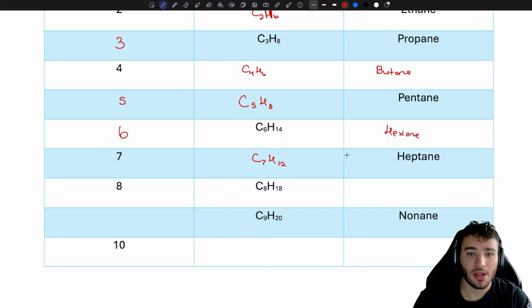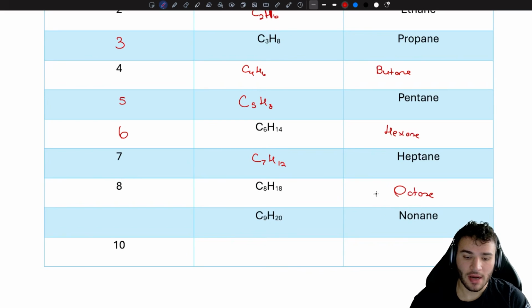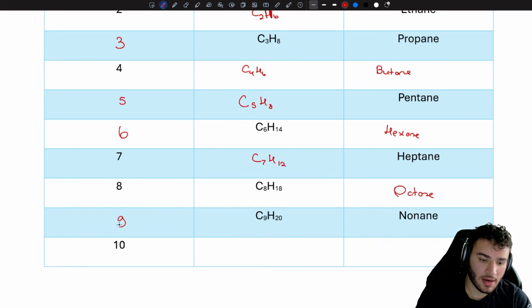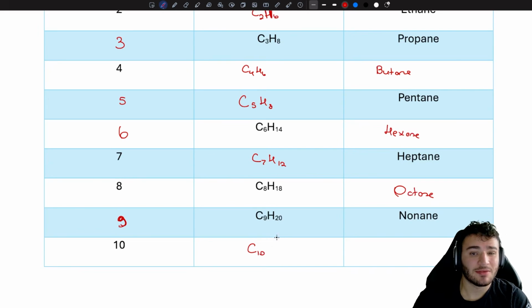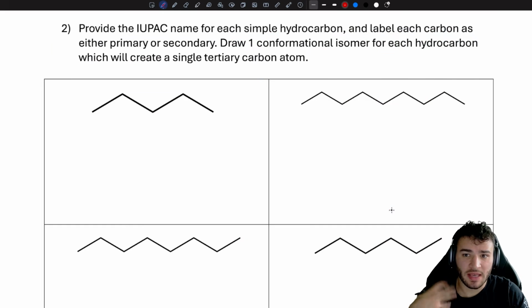And then the next molecule, 8 carbons, is going to be octane, like an octagon, right? Nonane has 9 carbons, and so we'll call that 9. Kind of an easy name to remember when it comes to 9. And 10 will have the formula of C10 times 2 is 20, minus 2 is 18, and our name will be decane. So that previous chart was just being able to connect the number of carbons and then the formula and then to the actual name.